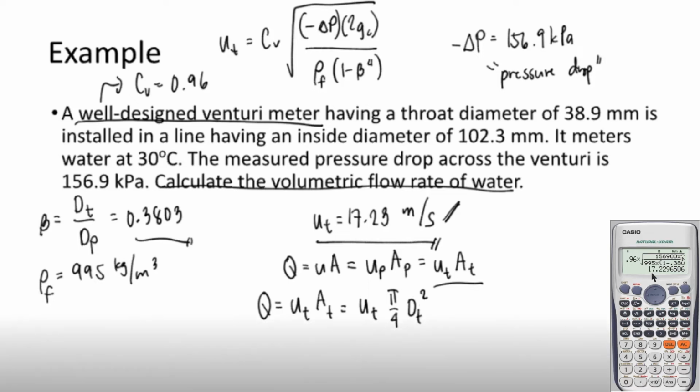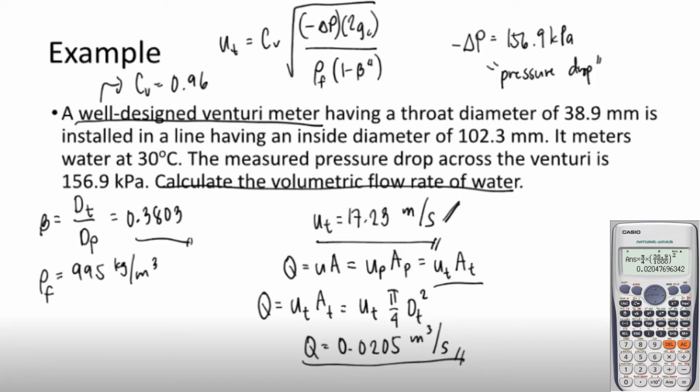Substituting, the velocity at the throat is given here, 17.23 meters per second, multiplied by pi over 4 times our diameter squared. Our diameter is 38.9 millimeters in the throat, divided by 1,000 to make it meters, and this is squared. Our volumetric flow rate is equal to 0.0205 cubic meters per second. We use the unit cubic meters per second because everything that we have solved uses standard SI units, and that is how we solve problems involving Venturi meters.